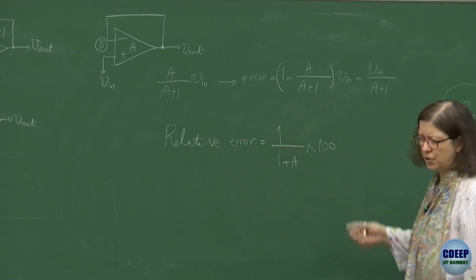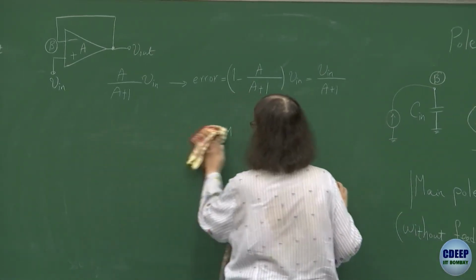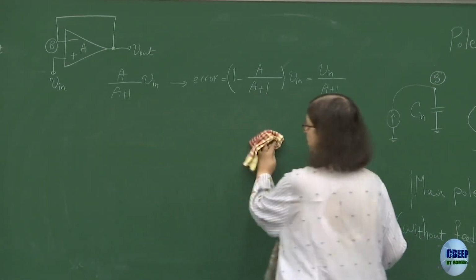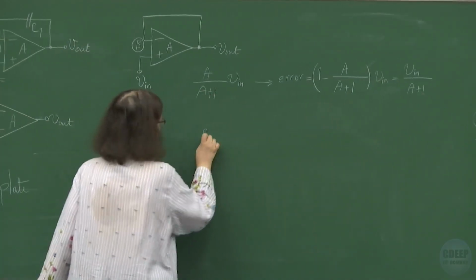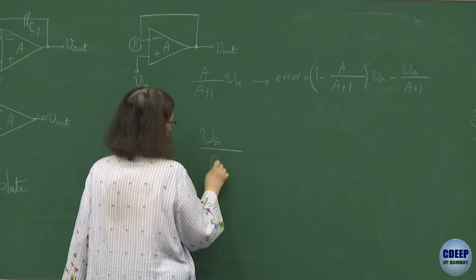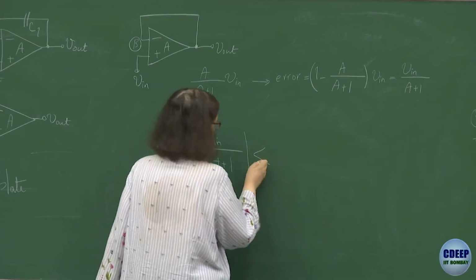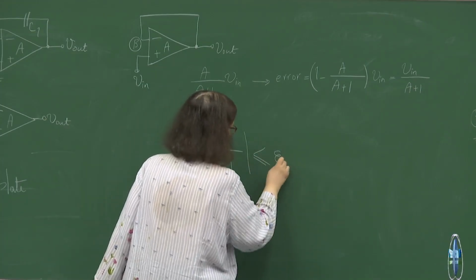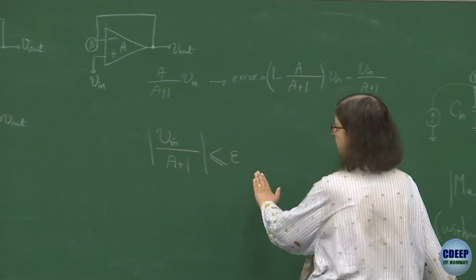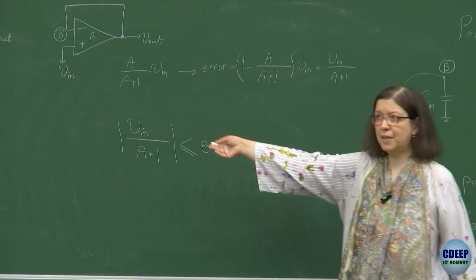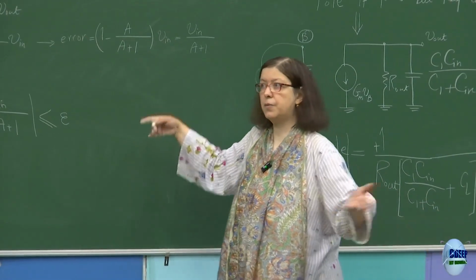That usually we are not actually interested in relative error. Let's remove it because relative error doesn't have any position in this discussion. What we are interested in is actually absolute error. We always want this Vin upon A plus 1, absolute value, because these are all small signals, to be less than some epsilon. Epsilon is a positive number. This is what we want always. When we go to discrete time, that epsilon is LSB upon 8, for example, LSB upon 6, LSB upon 5.